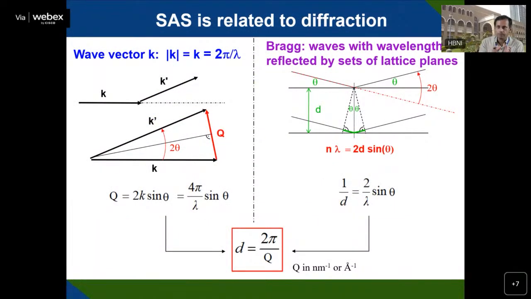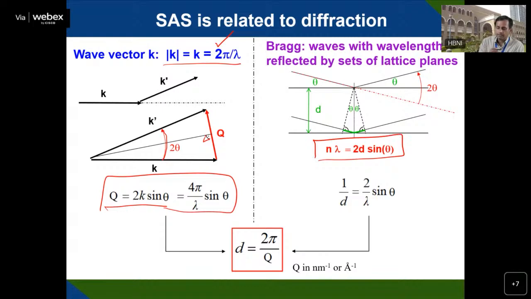If you look at the relation between the small angle scattering technique and diffraction, they are interrelated. The wave vector k equals 2 pi by lambda, and you can see k and k prime here. The angle between them will be 2 theta, and if you make a right angle here, you find the equation Q equal to 2k sine theta. Since k is equal to 2 pi by lambda, the final equation is Q equal to 4 pi by lambda sine theta. But in diffraction, you have n lambda equal to 2d sine theta. That Bragg's equation must be satisfied for diffraction to occur.